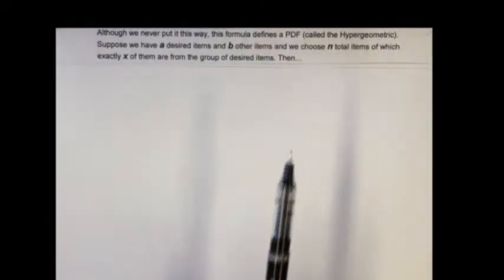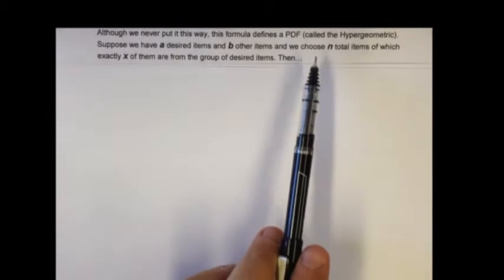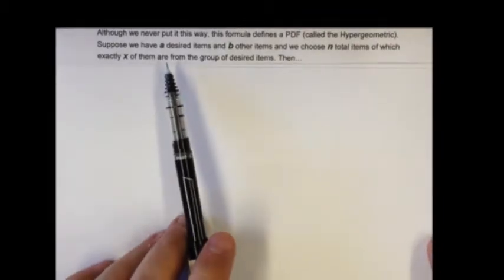When you actually write this out as a PDF, it is called the hypergeometric, and it's basically for the situation that we did with the binomial when you had with replacement, except that you're throwing out the with replacement and putting in without replacement, and then it becomes a hypergeometric. And I have to introduce a couple of variables to make this formula work out.